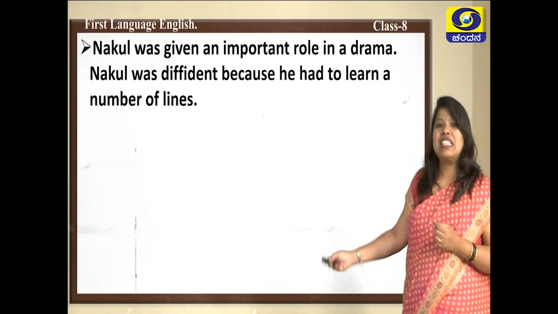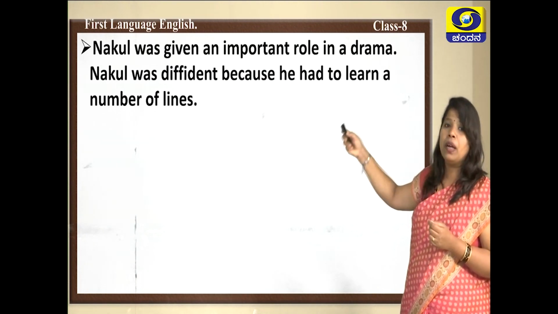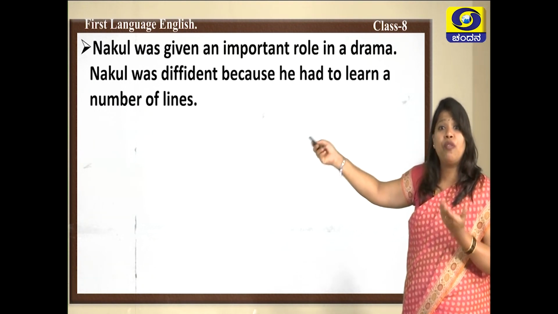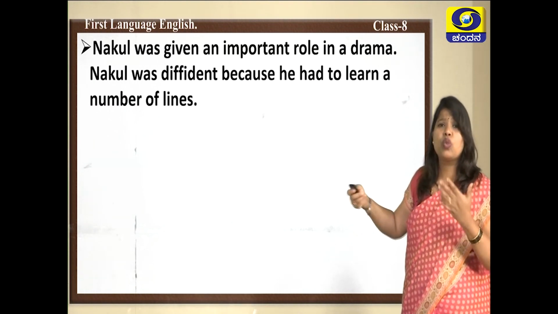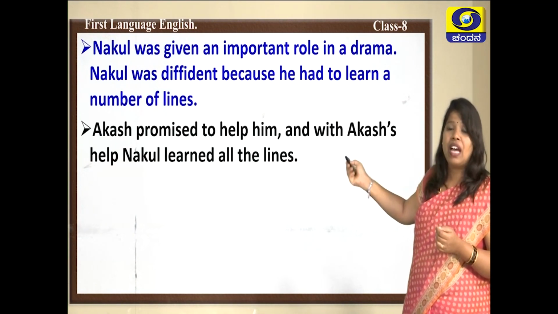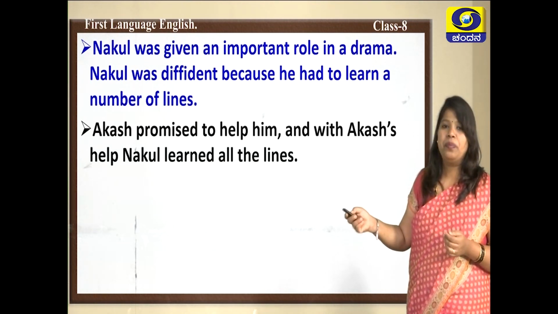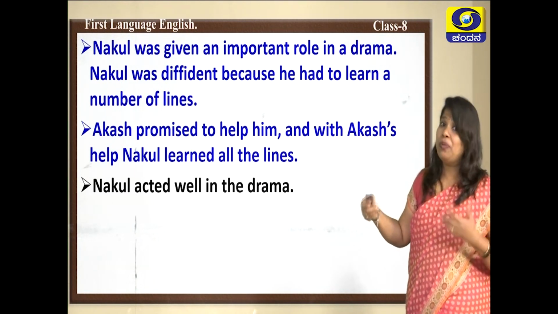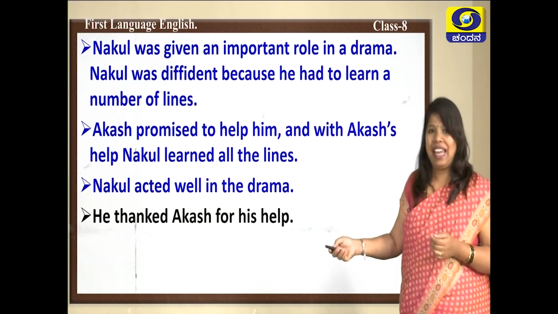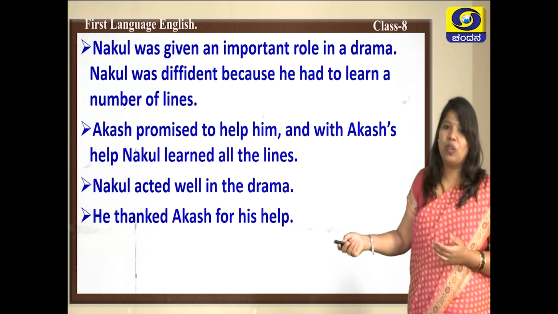The third instance is that Nakul was given an important role in a drama. Nakul was diffident because he had to learn a number of lines. So, he is worried that he had to learn so many lines. Akash promised to help him, and with Akash's help, Nakul learned all the lines. Nakul acted well in the drama and he thanked Akash for his help. So, this way you can see Akash helping Nakul.